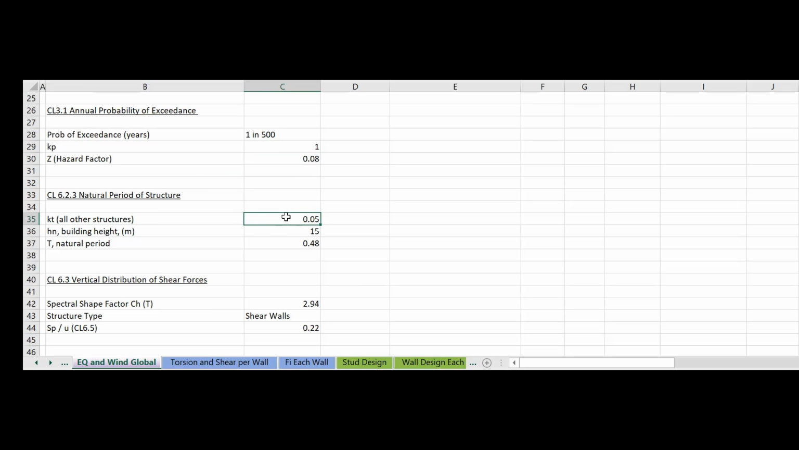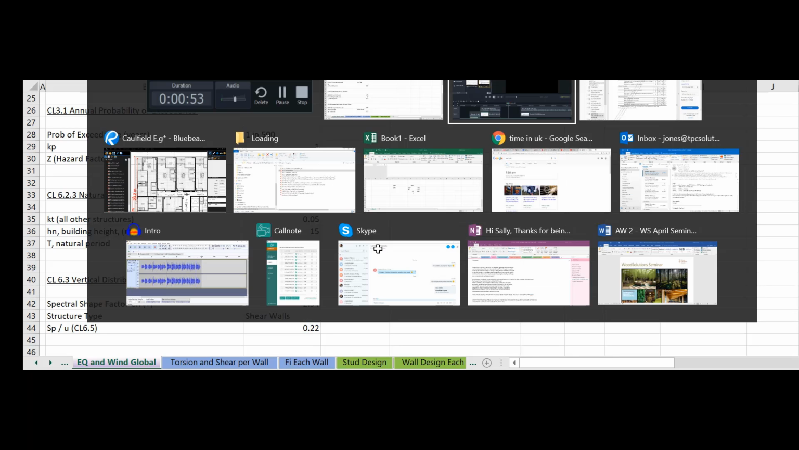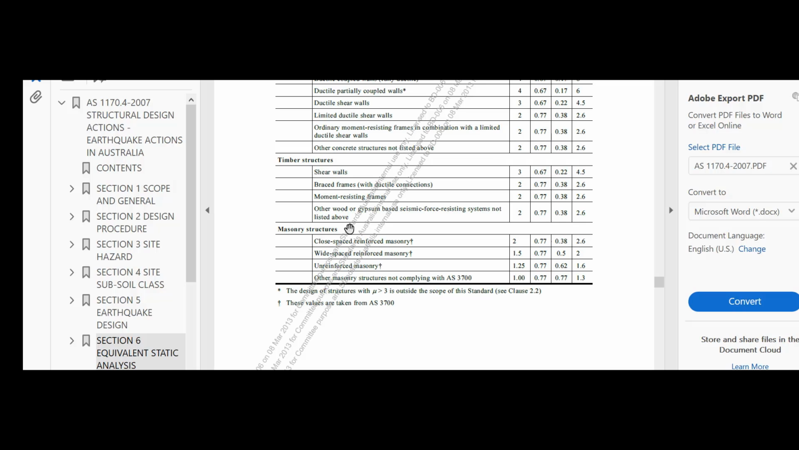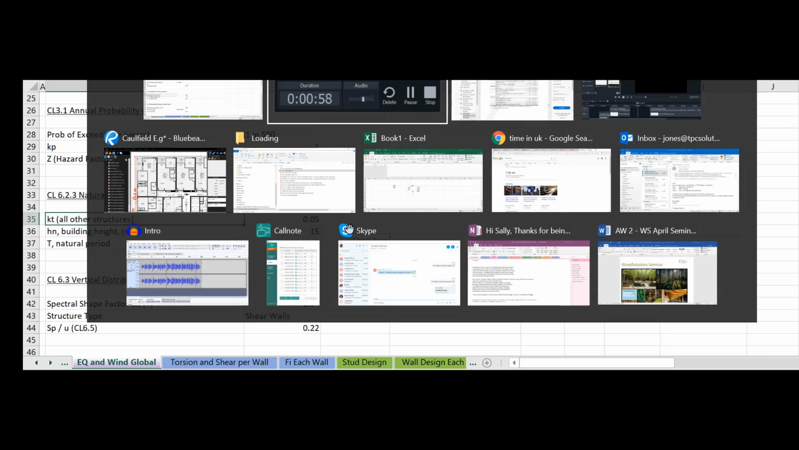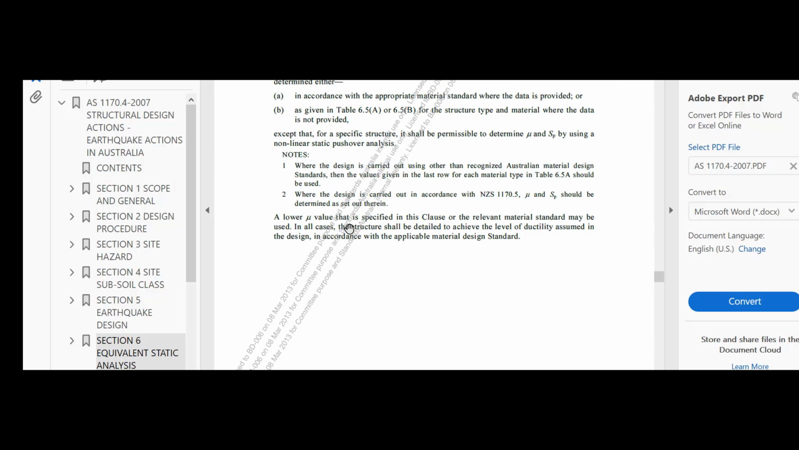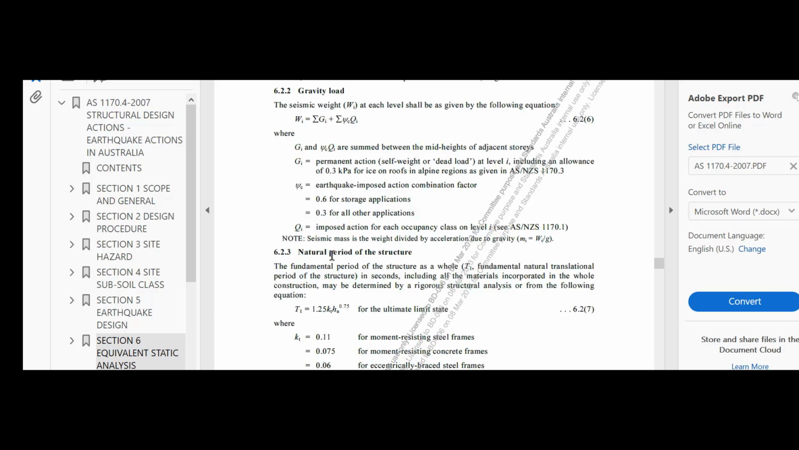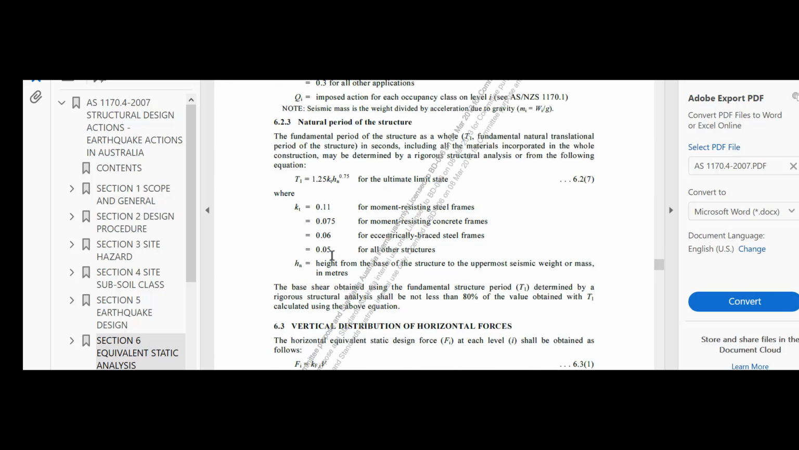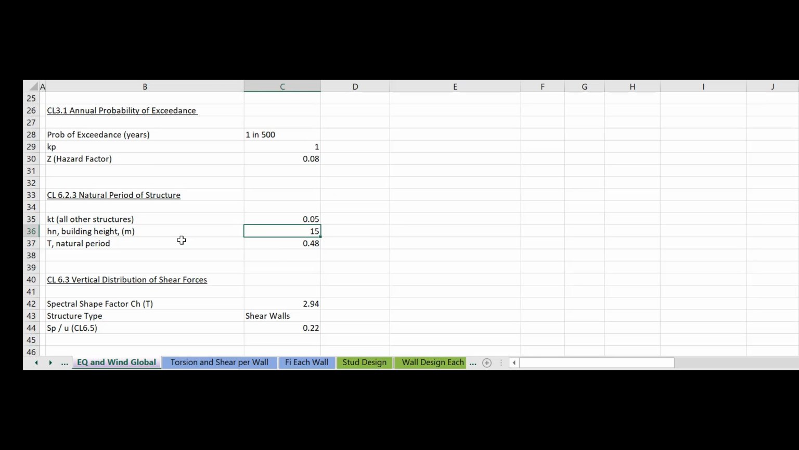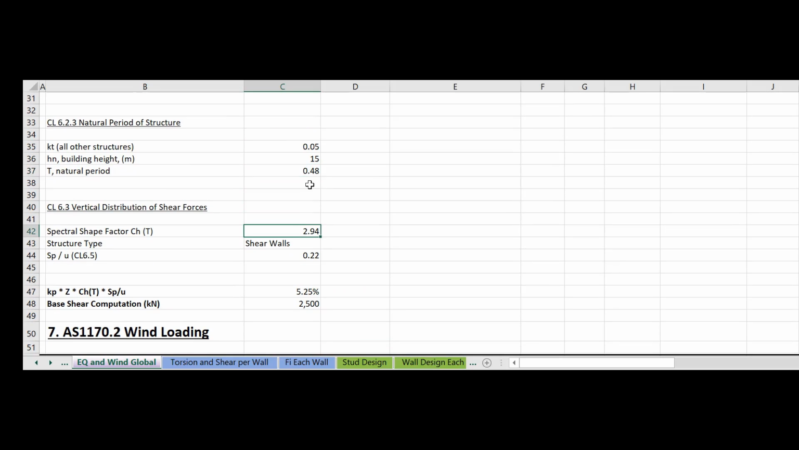Next, we've got the KT. We're taking all other structures, which is clause 6.2.3. So all other structures. For the building height, that's taken just the number of levels multiplied by the floor-to-floor height, and the natural period can be calculated from some of the other numbers from earlier, as in the code.